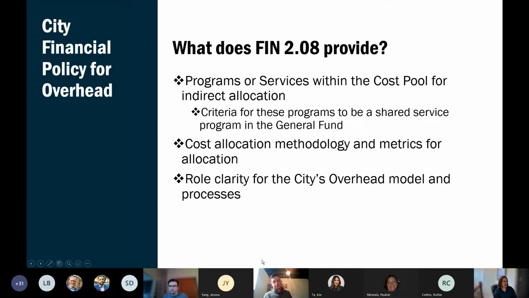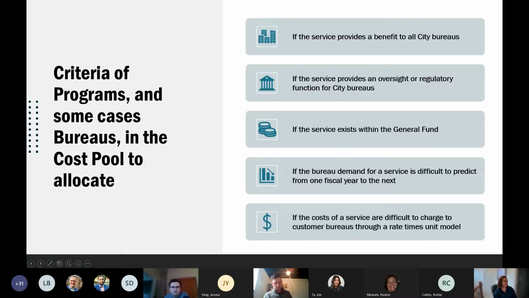So the city financial policy provides the programs or services within the cost pool for indirect allocation. The criteria for these programs is to be a shared service program in the general fund, the cost allocation methodology and the metrics, and then the role clarity of the overhead model and the processes. So it's the criteria of the programs.